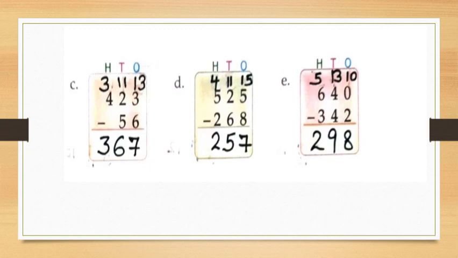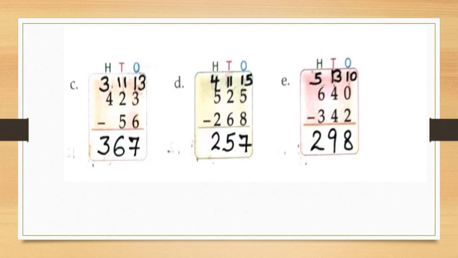Now let's do the next part, E. Here you have to subtract 342 from 640. Children, we'll start subtracting the ones. At ones place, you can't subtract 2 from 0. So you will borrow 1 ten from 4 tens to make 3 tens and 10 ones. Now children, at ones place, 10 minus 2 is 8. So write 8 under ones.